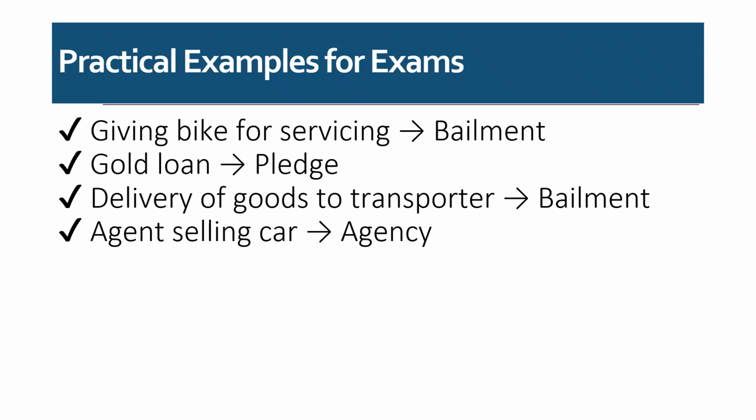There are some examples which I have written here. Giving a bike for service is an example of bailment, but a gold loan is an example of pledge. Delivering goods to a transporter is bailment, but an agent selling the car is an example of agency.